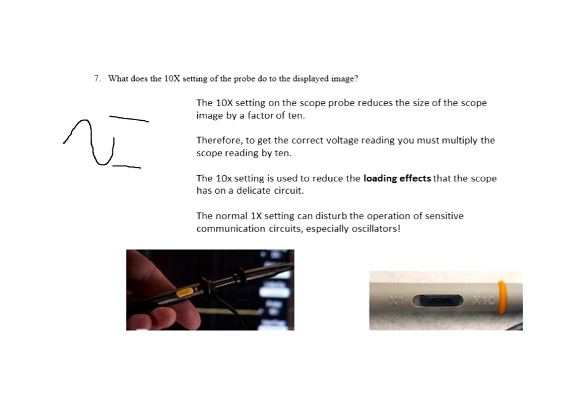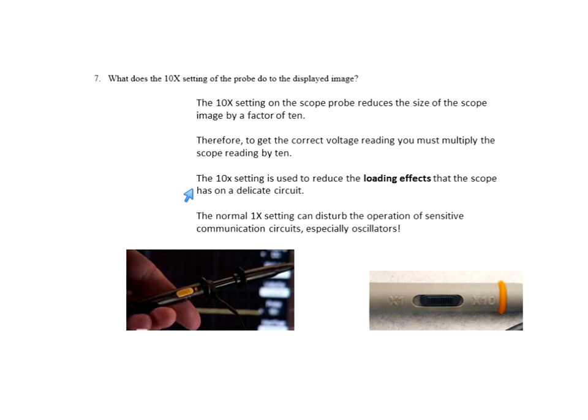For example, I have my scope set to 10x, and I read on the scope, here to here, 1 volt peak to peak. But what is it really? Well, 10 times 1 will be 10 volts peak to peak. So the reading on the scope is always 10 times smaller. Don't let that one get you. To get the right reading when you use the 10x probe, I have to multiply the scope reading by 10 because it's 10 times smaller.